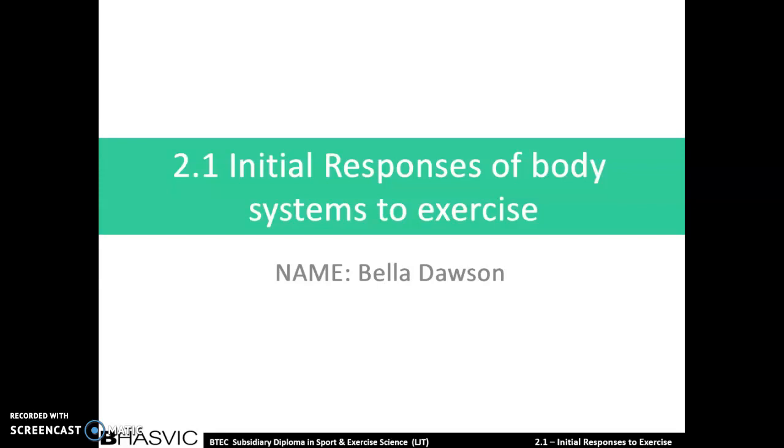This is Bella Dawson, 2.1 Initial Responses of Body Systems to Exercise.